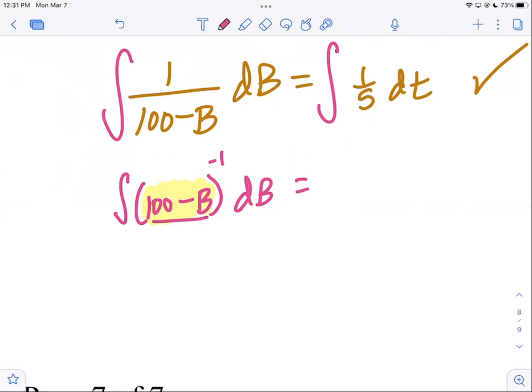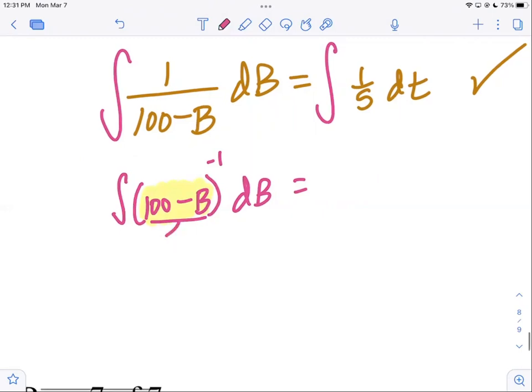What is the derivative of 100 minus b with respect to b? What's the derivative of 100 minus b? Well, 100 goes to 0. What's the derivative of minus b? -1. Does a negative really matter? Oh, yes, it does. Hugely, hugely. The derivative of this is -1. Do I have a -1 in the top? No, I'm off by a -1, so I have to have a correction of a -1. Oh, a lot of people miss that.